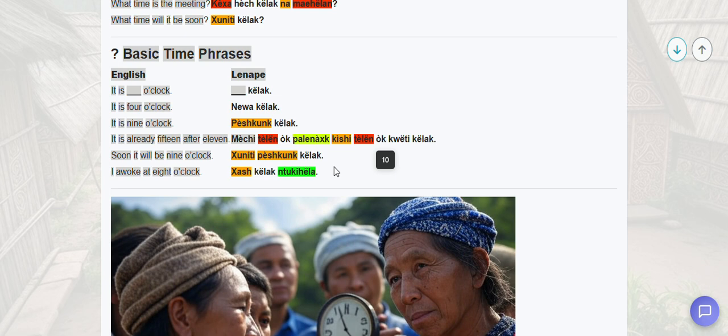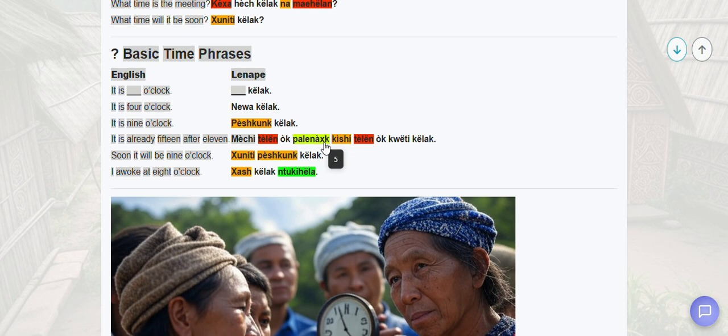But if you're learning Southern Unami or learning the general Lenape that is better attested, then you would say Telun. So Mechi Telun. So Telun ok palenach. So palenach is 5. Ok is and. So Telun ok palenach, 10 and 5. Mechi means already. So Mechi Telun ok palenach.